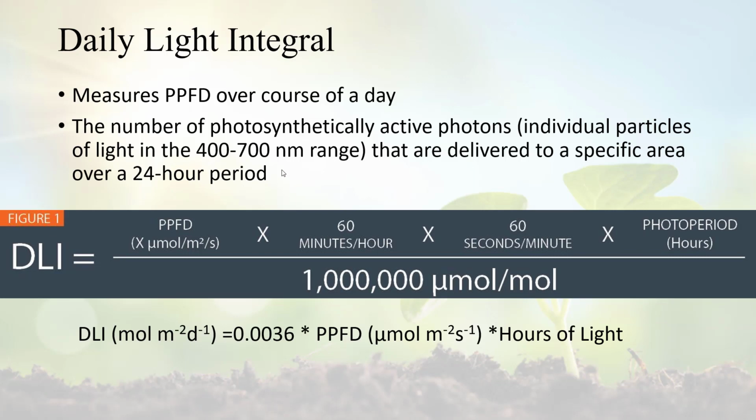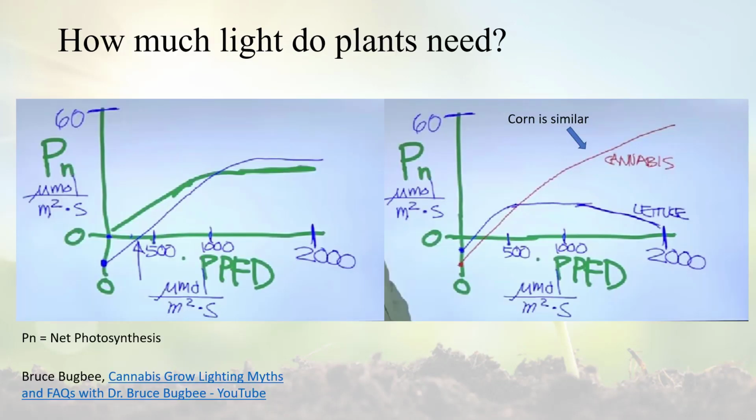Now, that PPFD is measuring instantaneously. It's the amount of light energy per second that is landing on our plant surface, our plant's leaves. But that's per second. What we can do is take that value and turn it into a daily value. It's more important than just how much light our plants are getting per second. Really what we want to know is how many photons are reaching our plant over the course of a day.